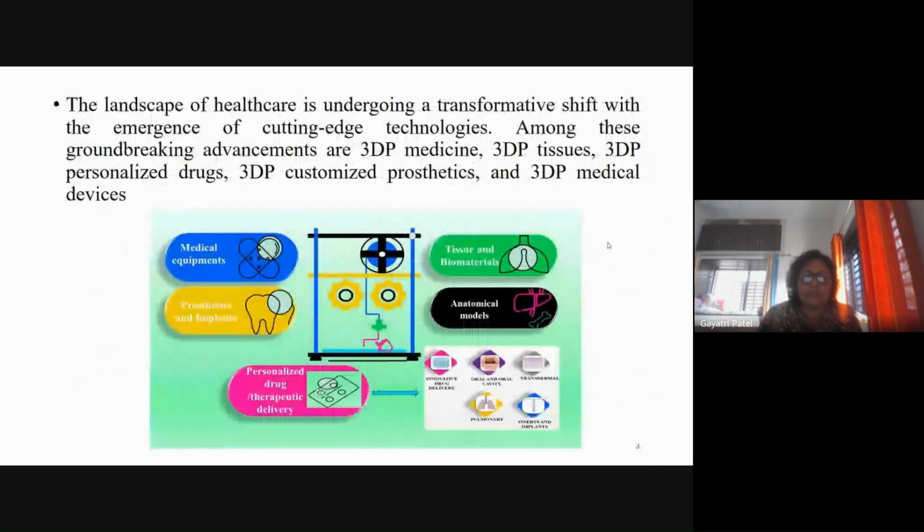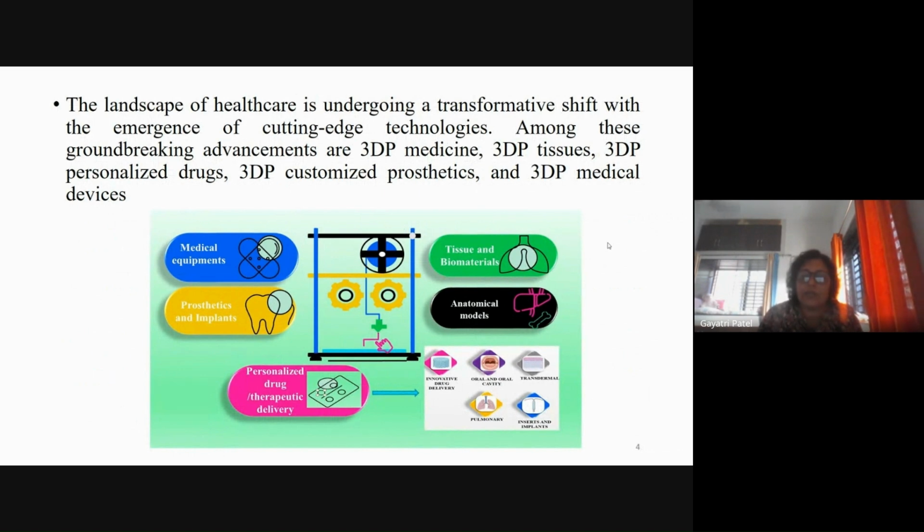So these are the applications we have seen in healthcare, generally medical equipment. That was the first application found, then slowly prosthetics and implants, then tissue and biomaterials and anatomical models. But what I am here to present is personalized drug, or you can say therapeutic, delivery.